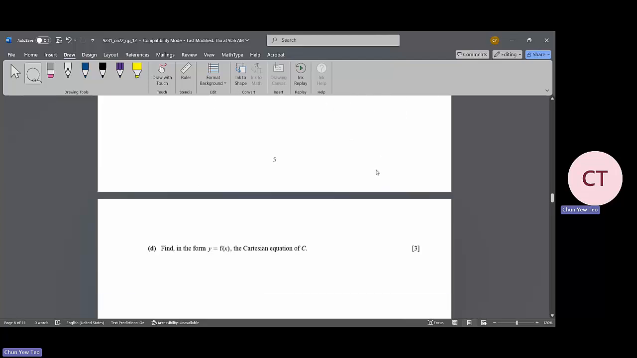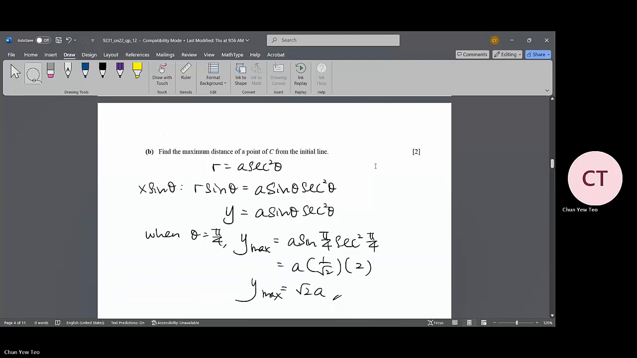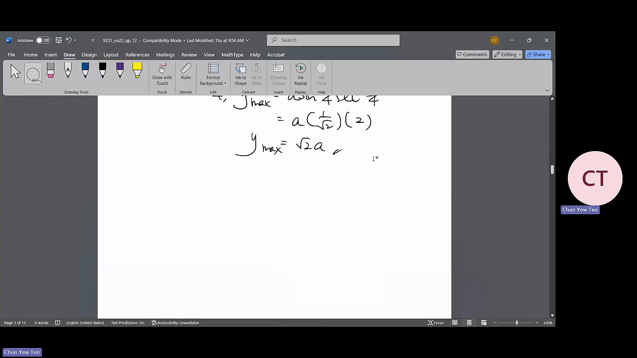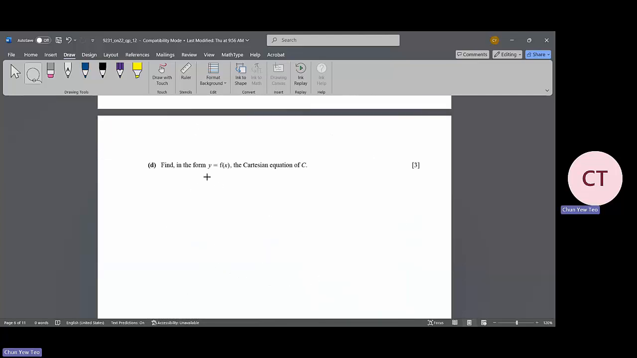So what is the question? What is the equation again? The equation is r equals a secant squared theta. So we have r cos squared theta is equal to a. Like what I mentioned just now, I think I should not have erased it so early.